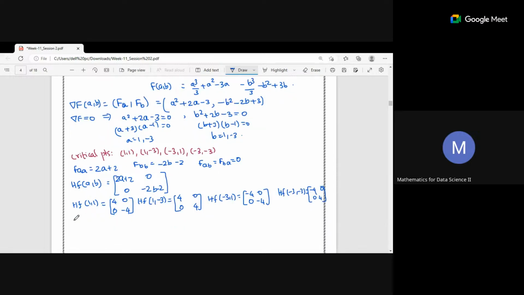So now let's check the determinant for each case. What is the determinant of Hf at (1, 1)? Minus 16, which is negative. And Hf at (1, minus 3), this determinant is 16. This is positive. Hf at (minus 3, 1), this determinant is 16, again positive. And this determinant Hf at (minus 3, minus 3) is minus 16, which is again negative.